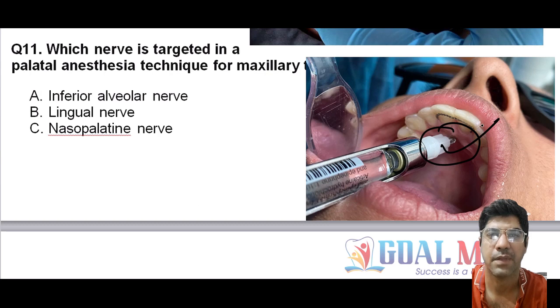So the palatal anesthesia technique primarily targets the nasopalatine nerve, which provides sensory innervation to the anterior part of the hard palate.